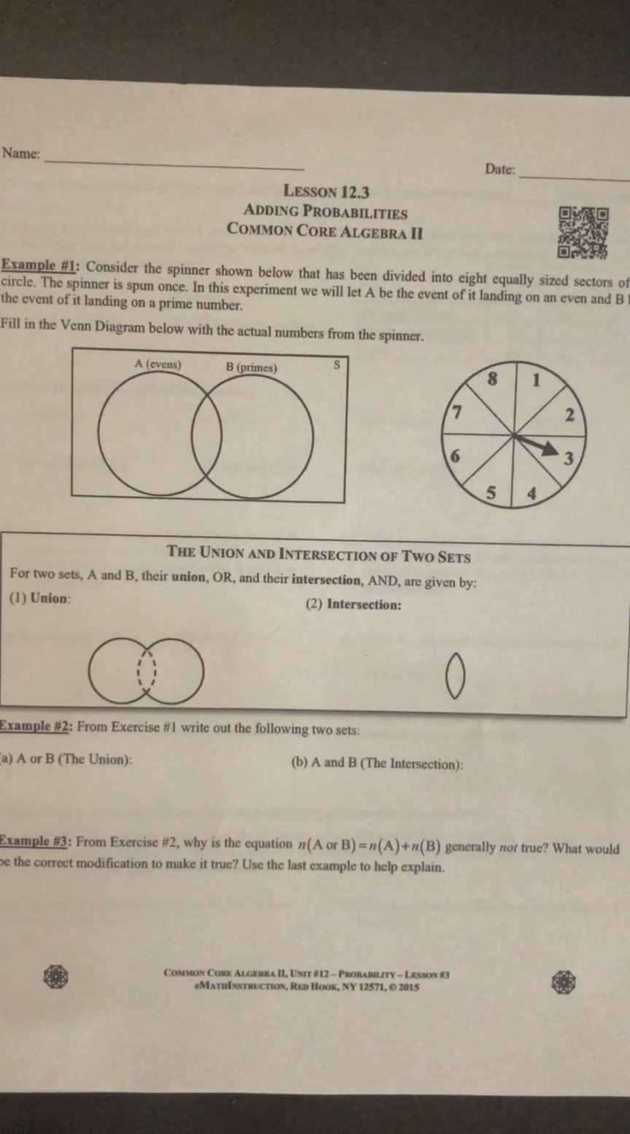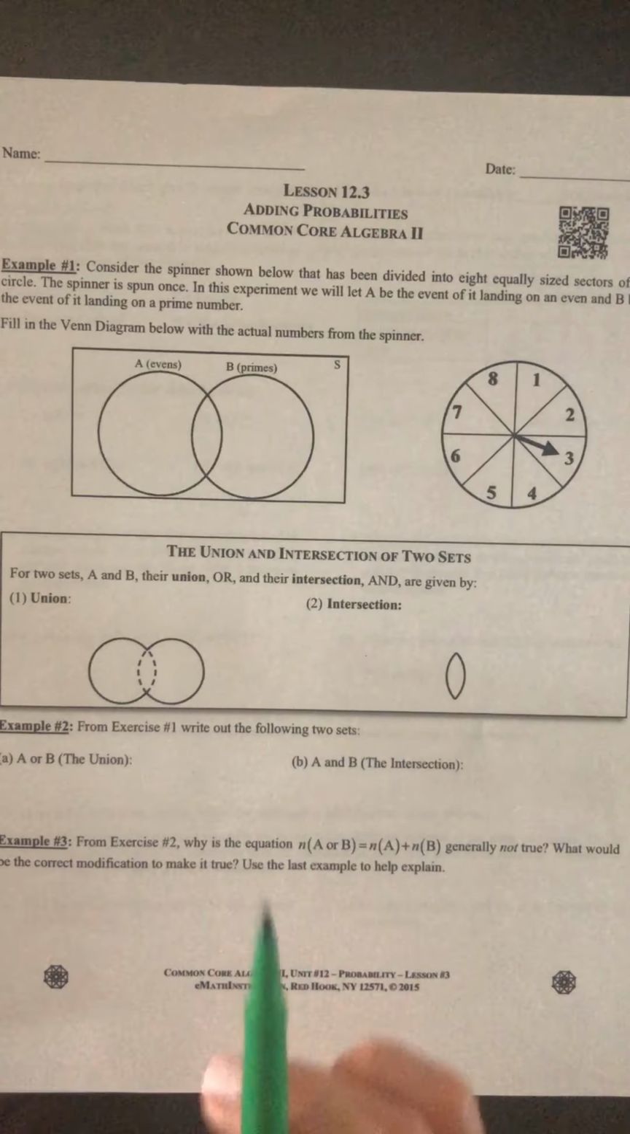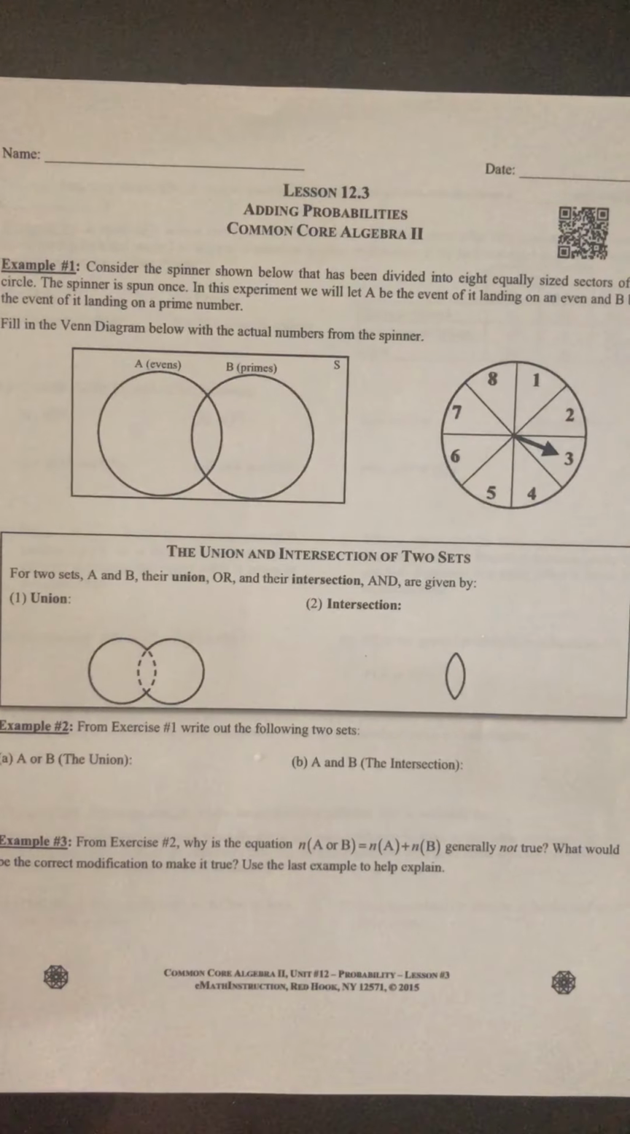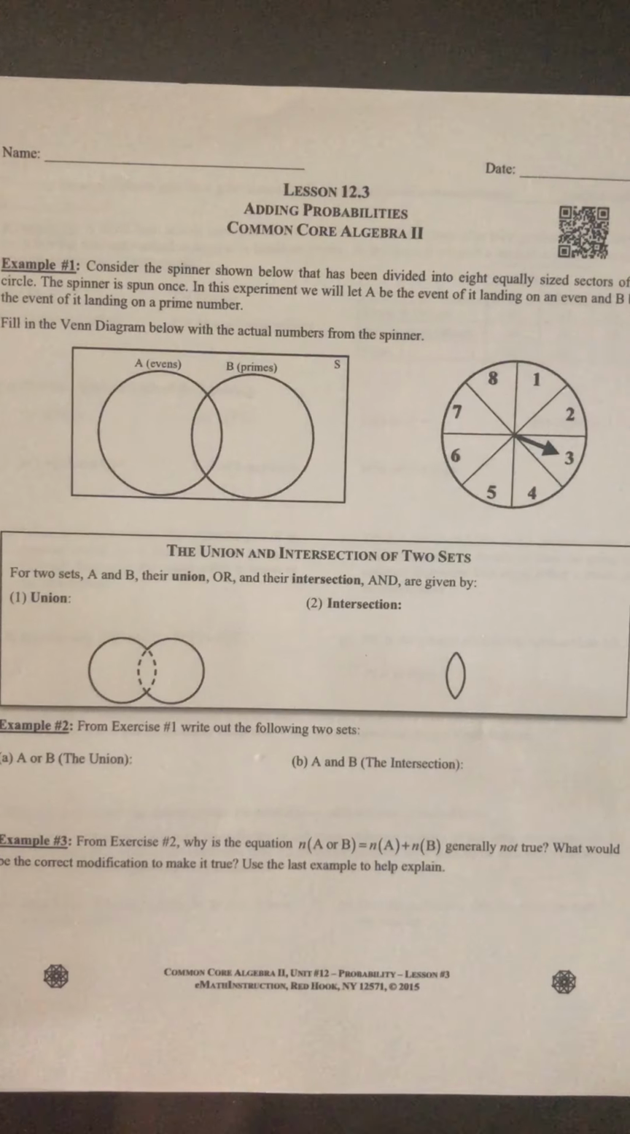We're going to look at a Venn diagram again. Consider the spinner shown below. It's divided into 8 equally sized sectors of a circle. So if you look at the spinner on the right, you have an equal chance of landing on any number from 1 to 8. The spinner is spun once. In this experiment, we will let A be the event of it landing on an even, and B be the event of it landing on a prime number.